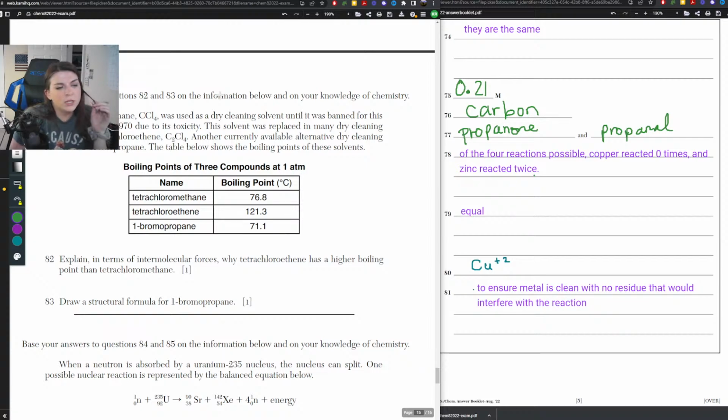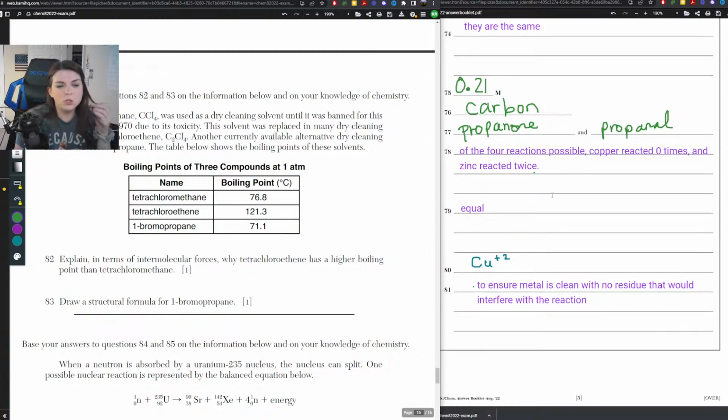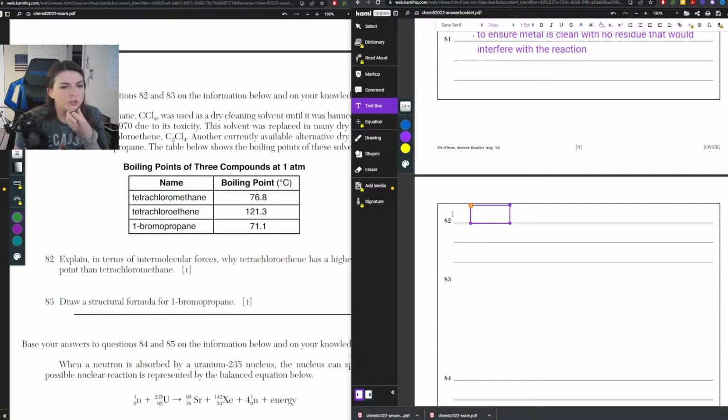Explain in terms of intermolecular forces why tetrachloroethane has a higher boiling point than tetrachloromethane. It's a bigger molecule, so it has a larger dispersion force.